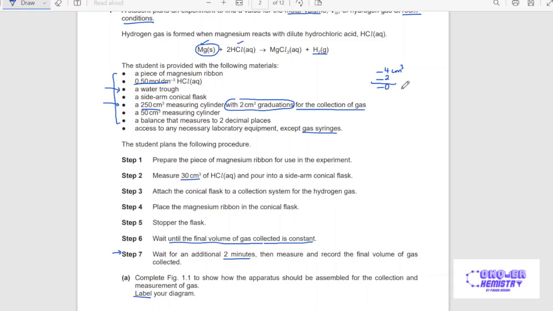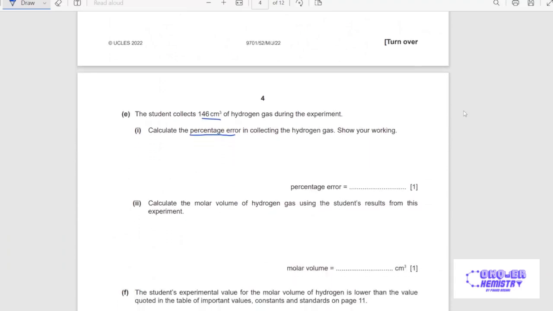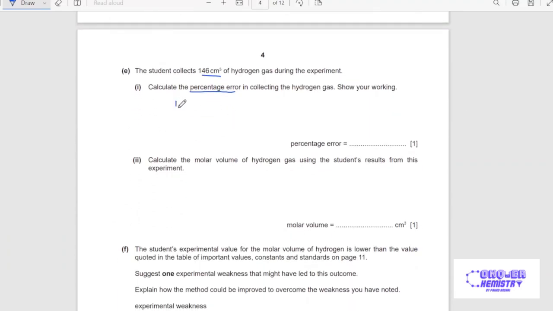So the error in each reading is half of the least count. The least count is the smallest volume you can accurately measure, which is 2. And when you divide that by 2, you get 1. And 1 is the error in each volume reading. And so we're going to use this error, all right? And we're going to divide it by 146 and then multiply this by 100, and this turns out to be about 0.68%. And so we're going to write this over here.